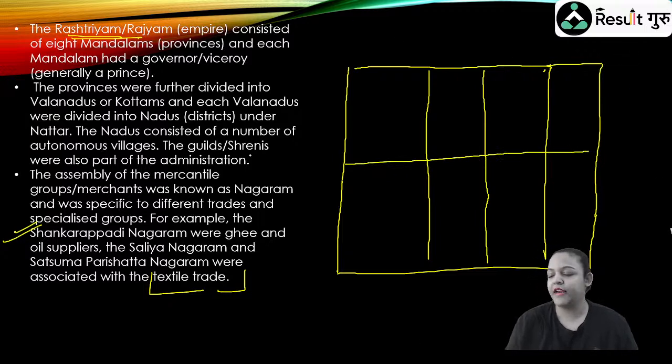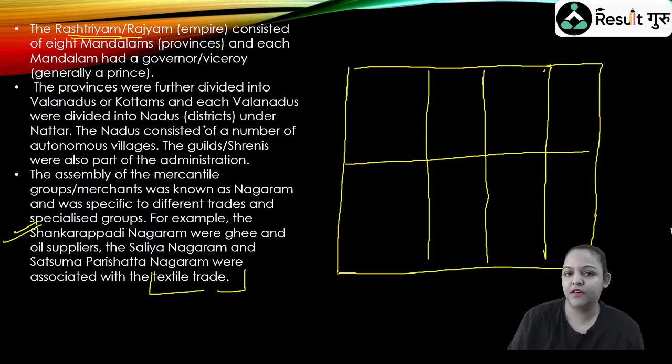Okay, so the entire country, the entire Rajyam, was divided into how many mandalams? 8 mandalams. So 1, 2, 3, 4, 5, 6, 7, 8. Now these provinces were further divided into Valanadus or Kottam. Each mandalam was divided into what? Valanadus or Kottam.